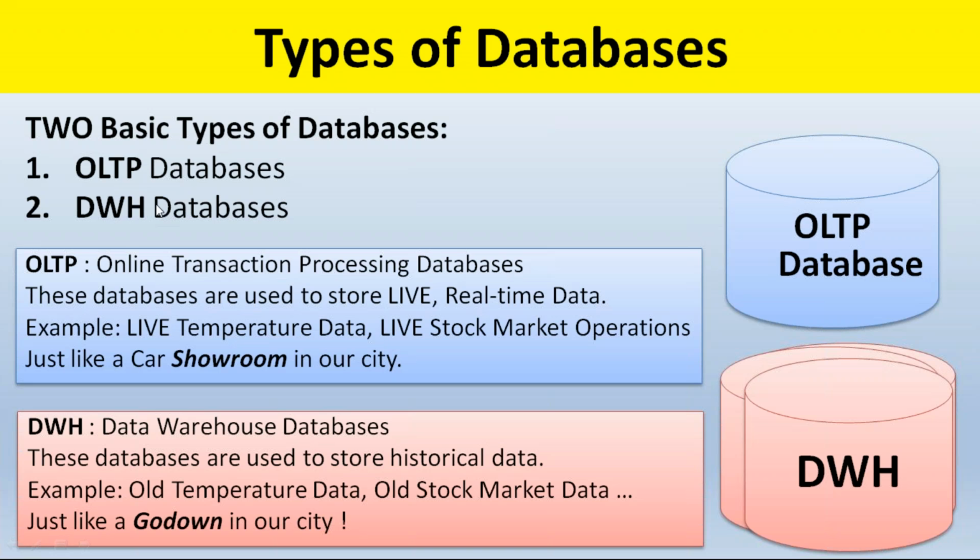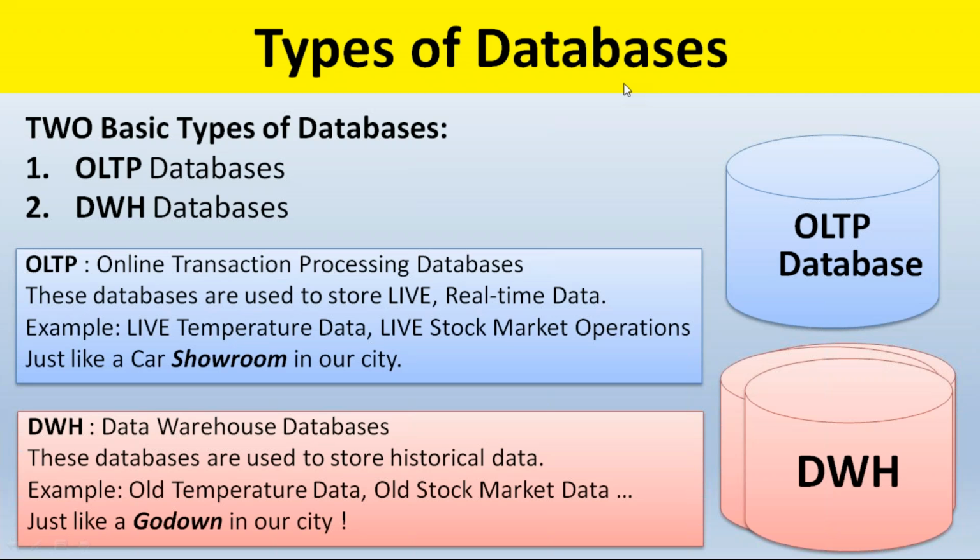I repeat once again. We have two basic types of databases. Just wait, I'll just have my extended screen here. I'll just close few windows. Yep. Number one, OLTP databases, for live real-time data. And other one we have data warehouse for historical data and aggregated data.